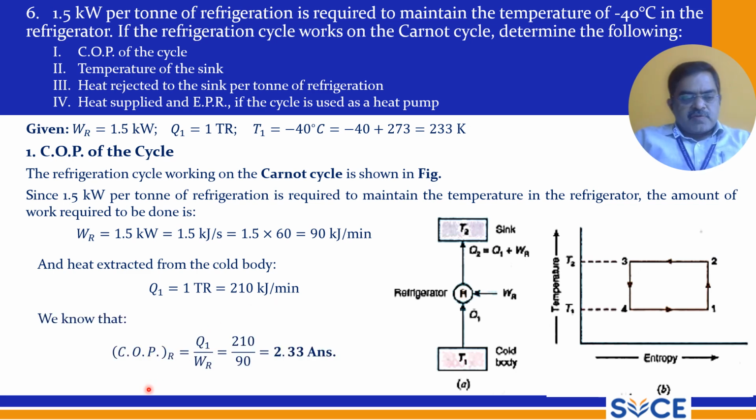And COP of R equal to Q1 by WR, so that is equal to 210 divided by 90. So that is the first part. COP of refrigerator equal to 2.33 is the answer. So coming to next part of the question, so that is temperature of the sink.